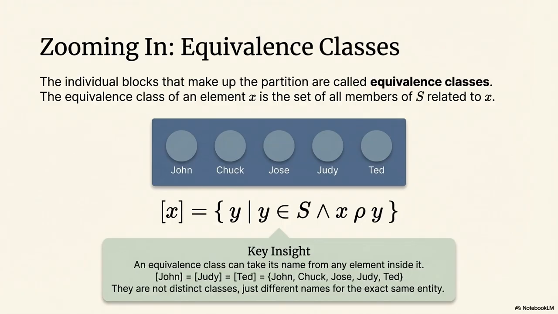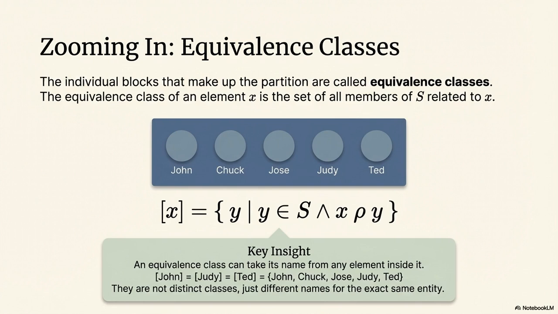Each block in a partition is called an equivalence class. For an element x, the class bracket x bracket is the set of all y in S such that x is related to y. On this slide, the class named by John includes John, Chuck, Jose, Judy, and Ted. A key insight is that any member can name the same class, so bracket John, bracket Judy, and bracket Ted represent identical sets here. This naming flexibility is important in practice. Class labels are representatives, not distinct objects by themselves.